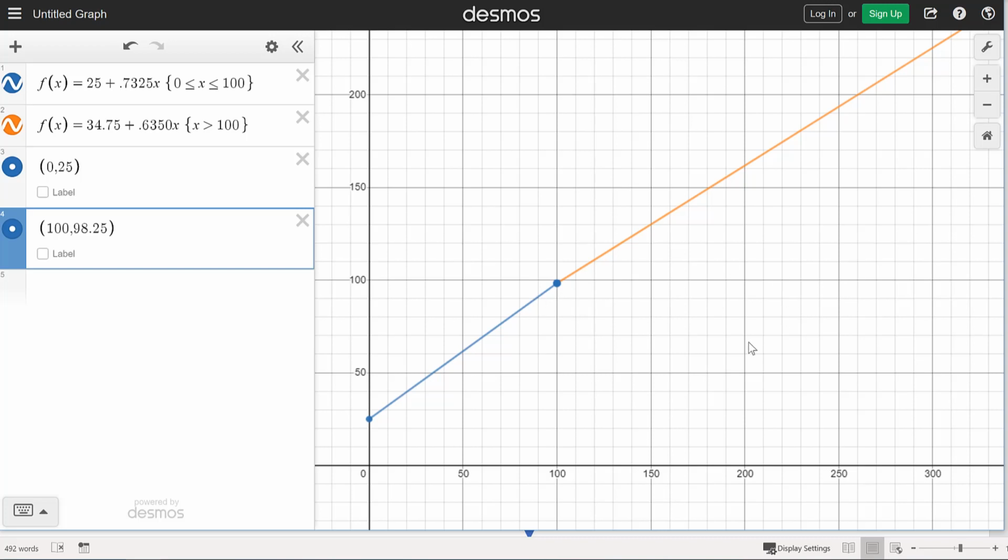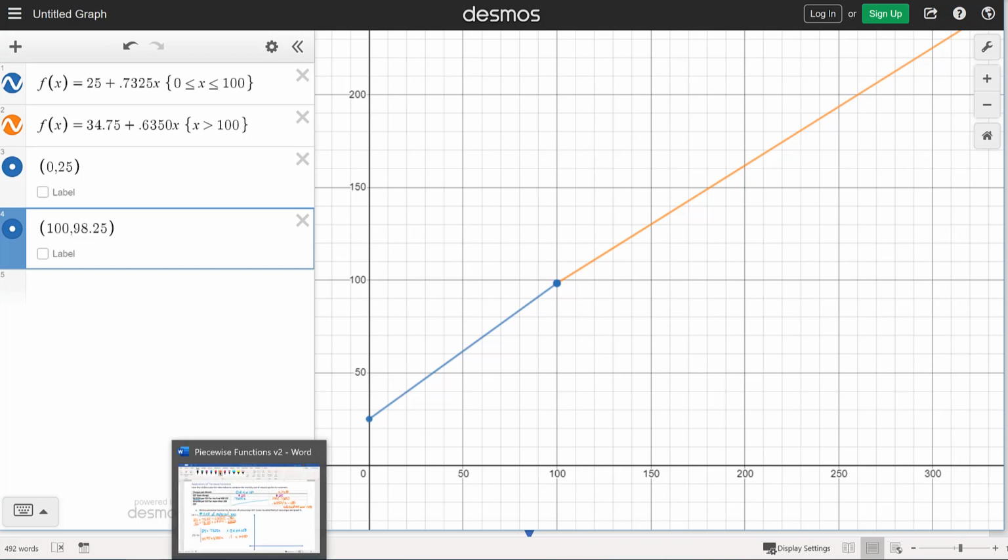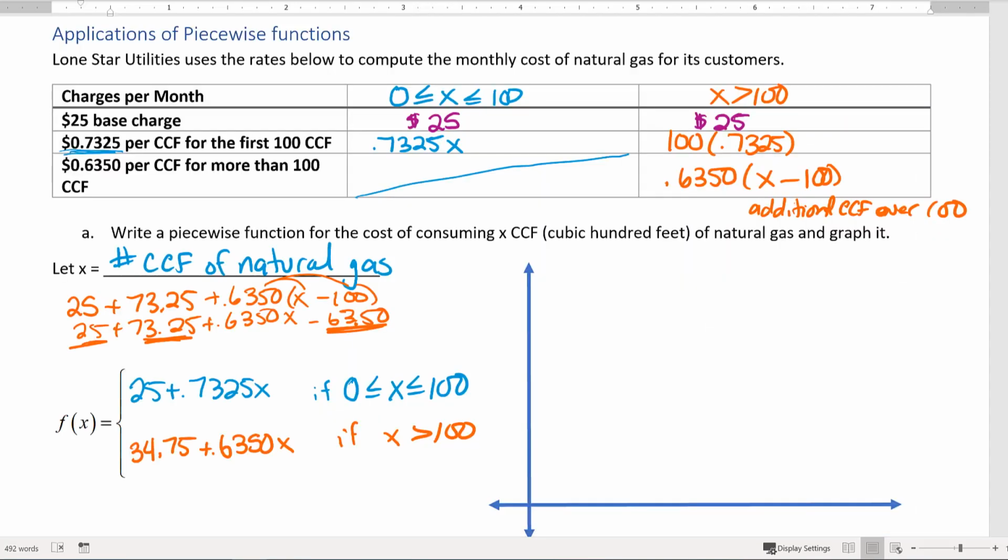So I'm going to hop back to my paper and draw this for you. So my blue function, we said, starts at 25 and increases, and it stops at 100, what was that, 98.25, I think. Then the orange is an open circle right there, and then it's a little bit flatter, okay? So that's what my graph looks like for this particular function.